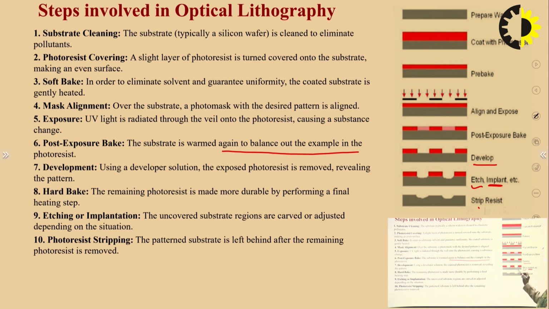So we just take out the extra part, the same as we have done in the etching. The patterned substrate is left behind after the remaining photoresist is removed. Whatever photoresist we applied initially, we applied only for the transfer of our pattern. When the pattern got transferred, the use of photoresist is over, and then at the last step we will remove it with the help of etching. So these are all the steps, and these steps are very important, the different steps involved in optical lithography, right?